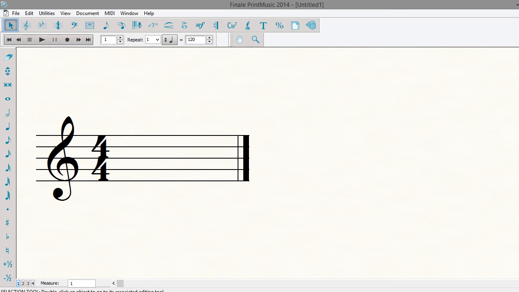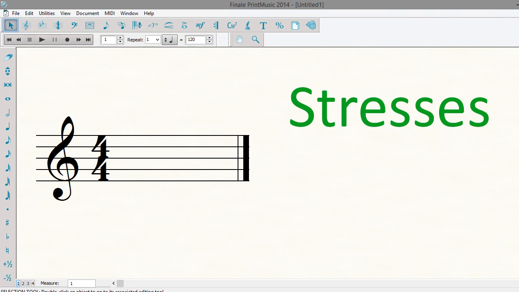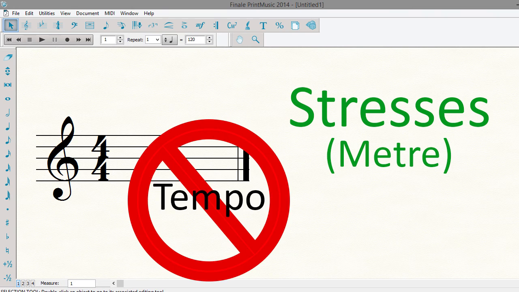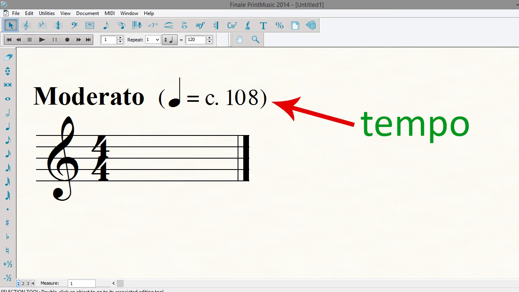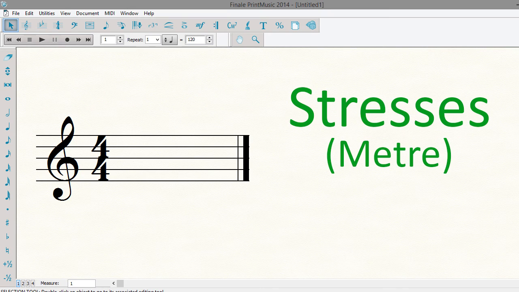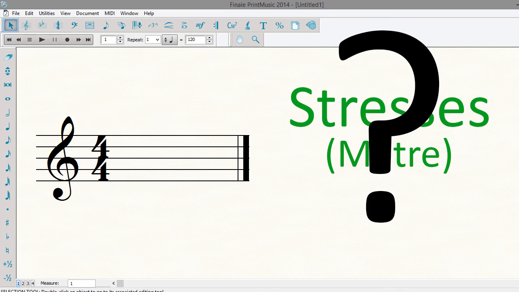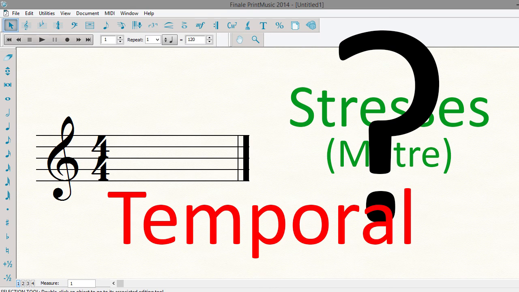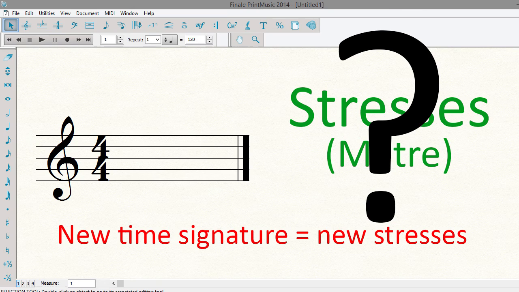Now to get on with it, the time signature shows the stresses, or more accurately the meter, of the music. This means that the time signature does not show the tempo of the song as some do believe. Tempo is commonly just indicated by text, but more on that another day. If you don't understand what I mean by stresses, firstly it is important to note that music reading is temporal, meaning that the music has to be read in a certain tempo and with certain stresses on certain notes. So, if you change the time signature of a melody, the stresses of the melody change as well.